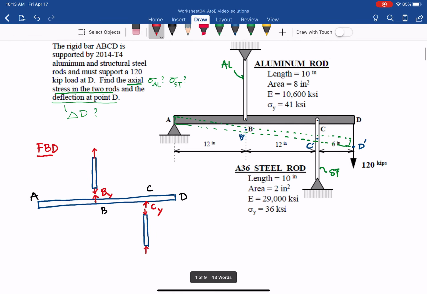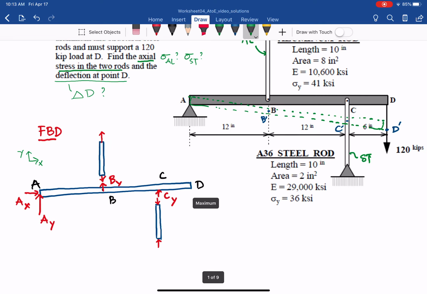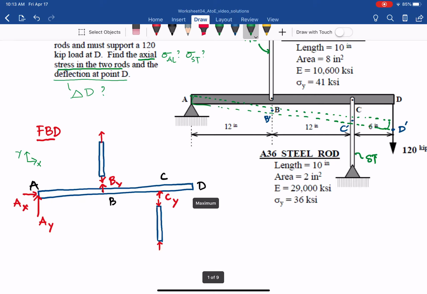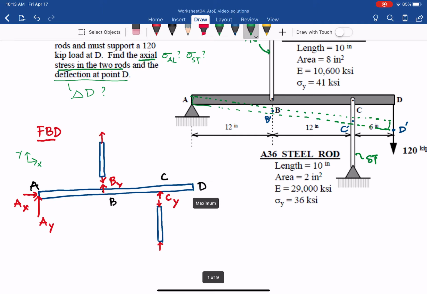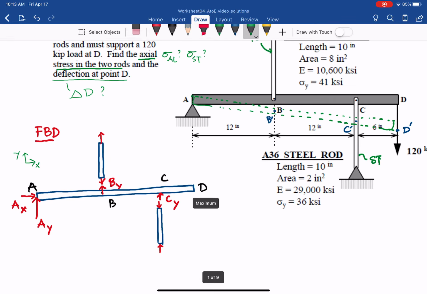So you have two unknowns here: AY and AX, nothing new to us. We can assume X and Y. So basically here we draw free body diagrams, right? One for the horizontal bar ABCD, one for the steel rod, and one for the aluminum rod. And we use Newton's third law to make sure we draw the diagrams correctly.